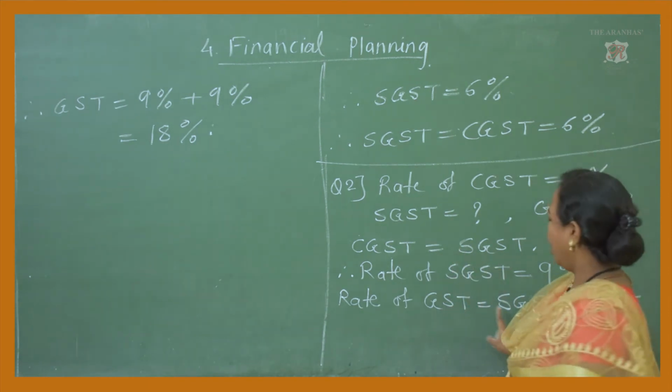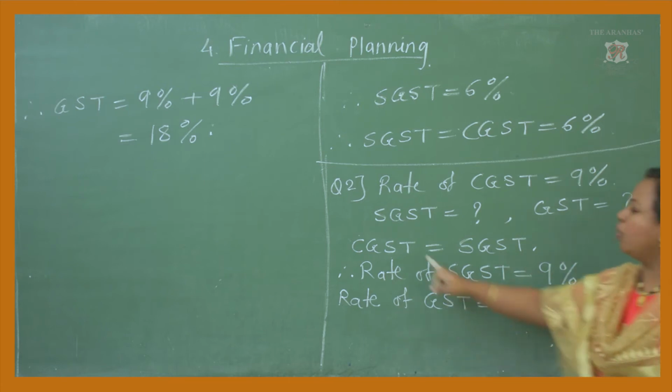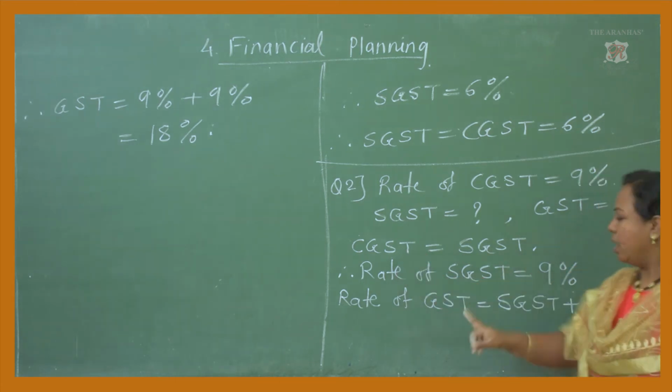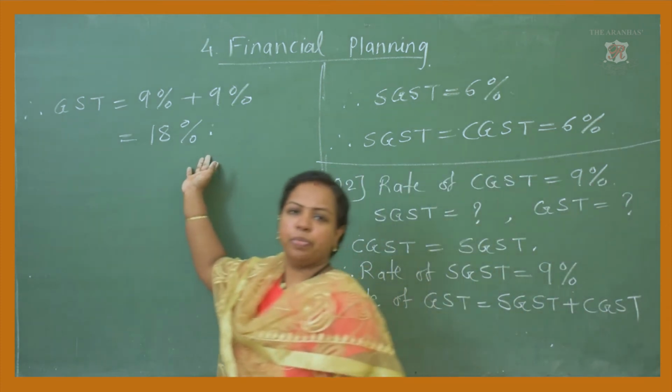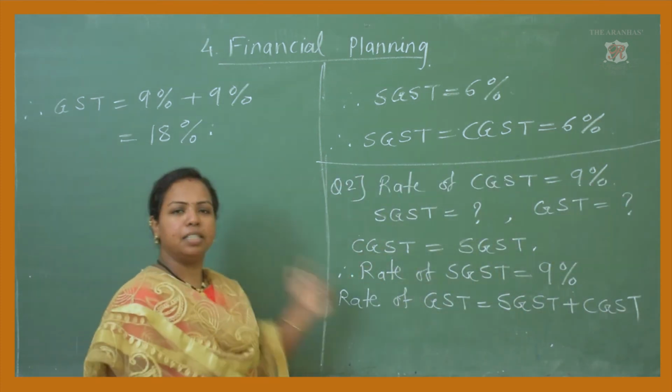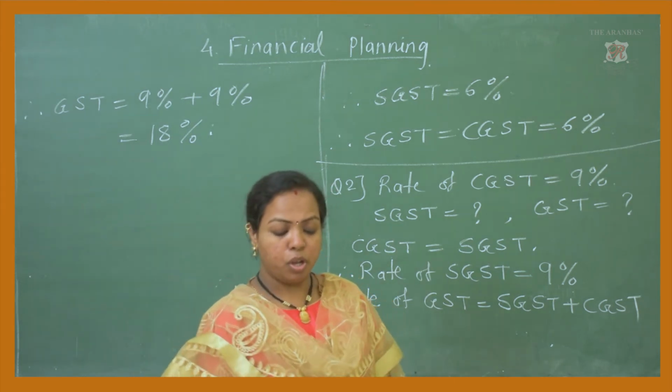In the second way, instead of taking the addition of these two, directly you can take it as twice of SGST or twice of CGST. That is 2 into 9, again 18% in the same way. So you can use any one method, that is the same thing. So this is about question number 2.